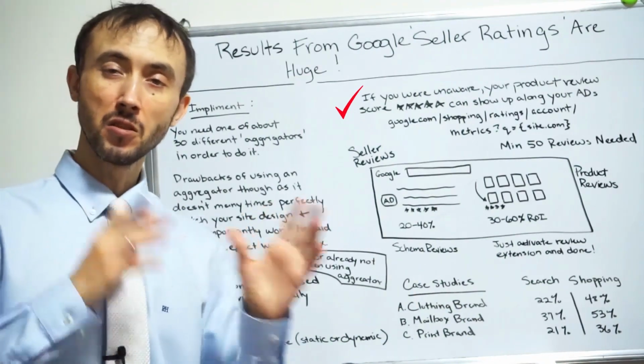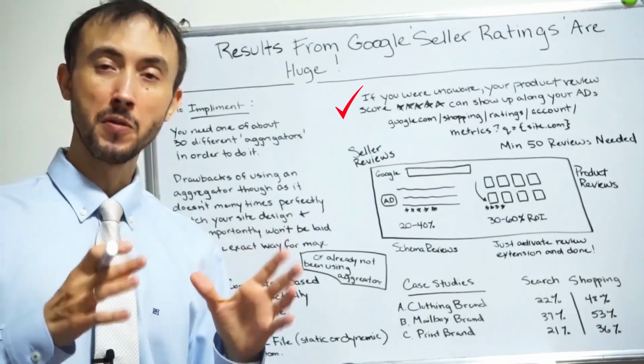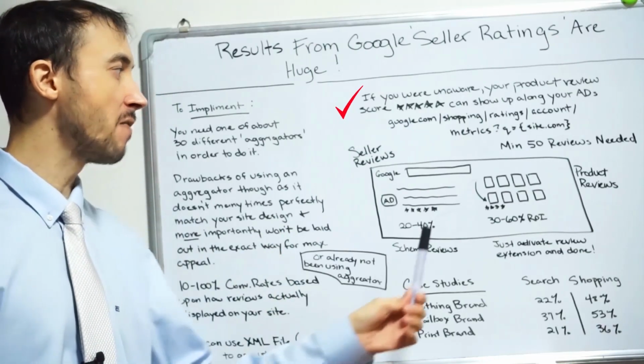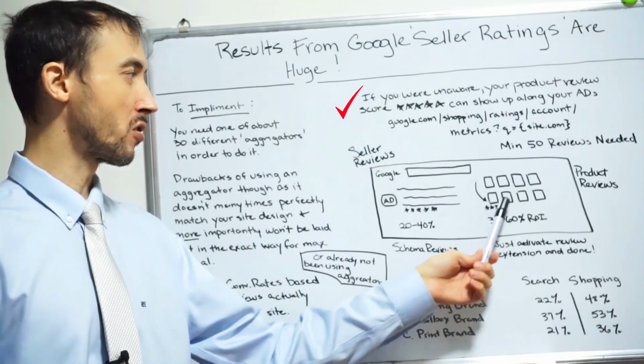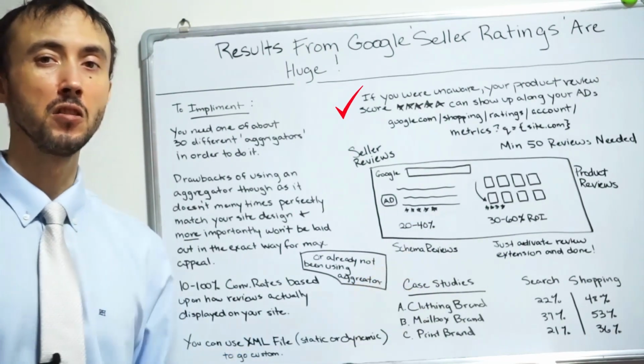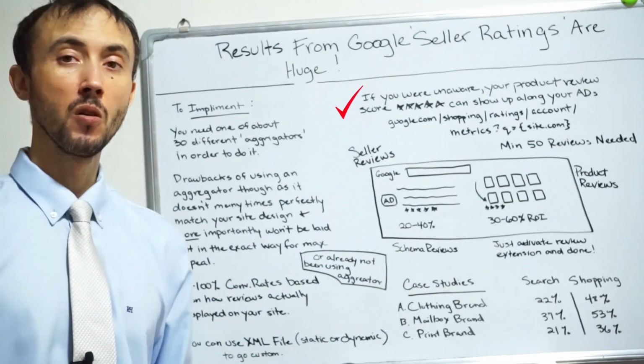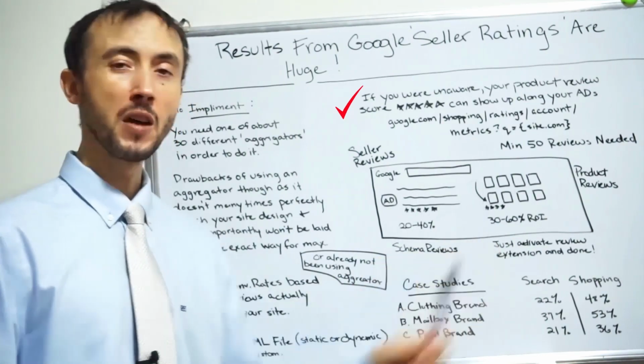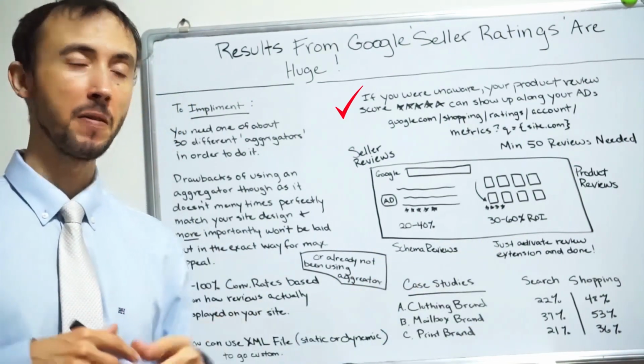Respectively, with a third-party review aggregator like Trustpilot, if you have that, not only is that going to help you get your stars on the shopping ads, but it's going to help you get your stars on your search ads too, by the way. But you'll get both of these just by using that third-party aggregator and at least having 50 reviews.